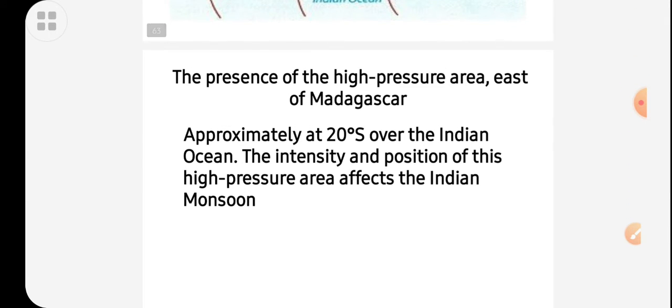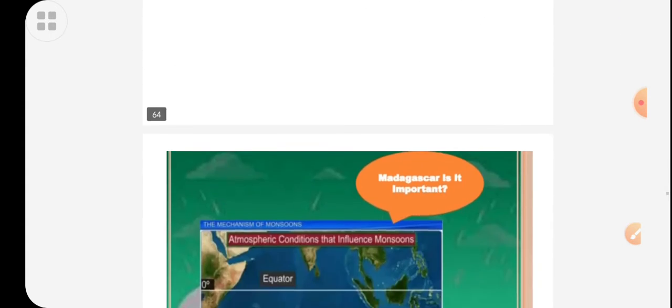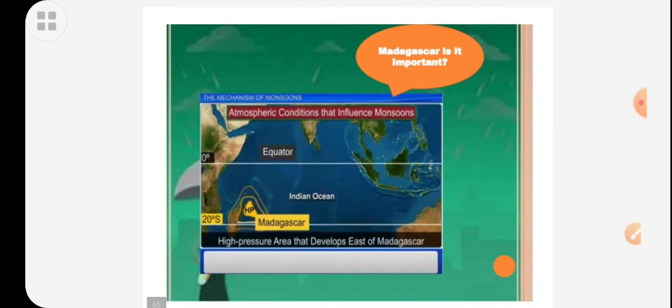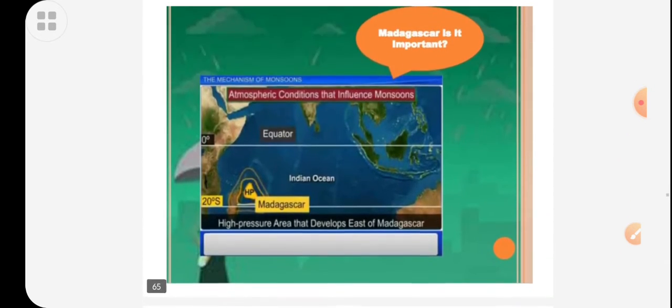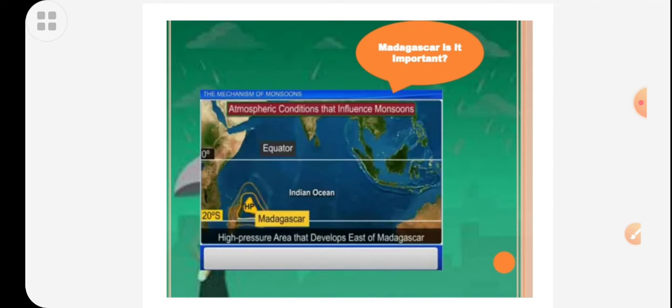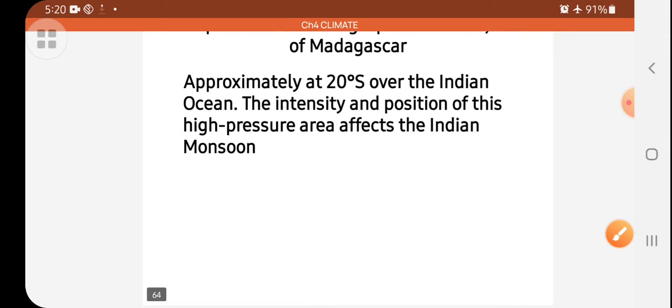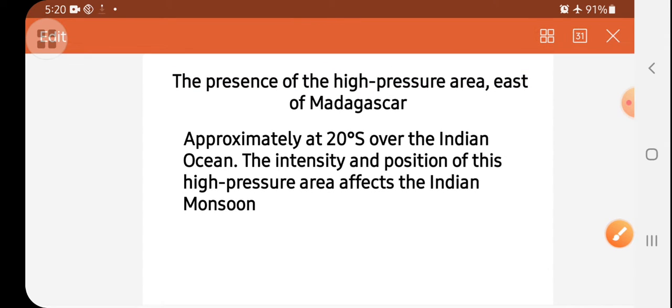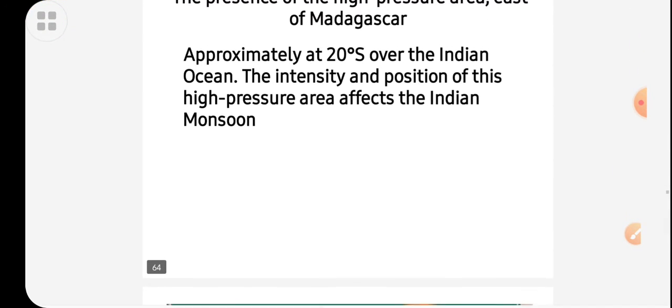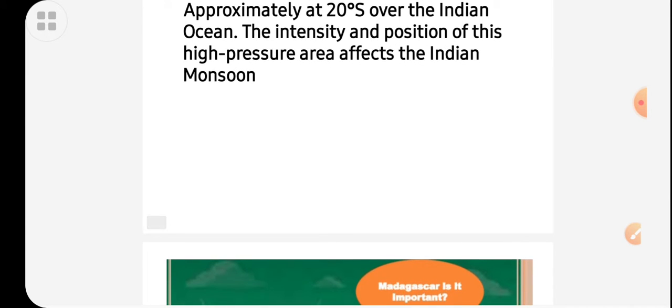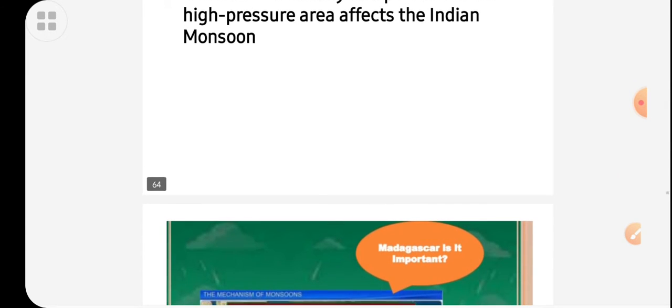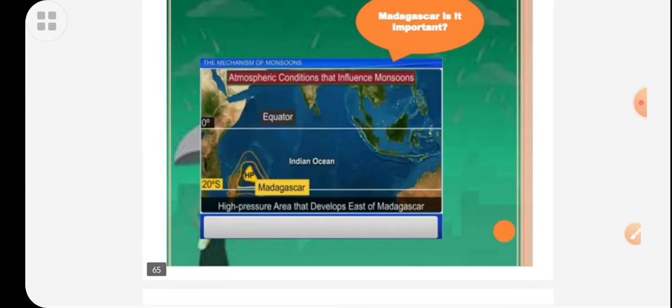Then there is the presence of a high pressure area east of Madagascar. Now here you'll see the map. I told you where Madagascar is. This is Madagascar, approximately 20 degrees south over the Indian Ocean. The intensity and position of this high pressure area affects the Indian monsoon. So you see from here, where is India? It is north of the equator.